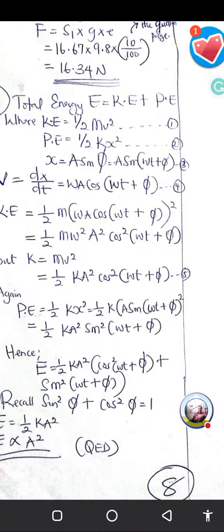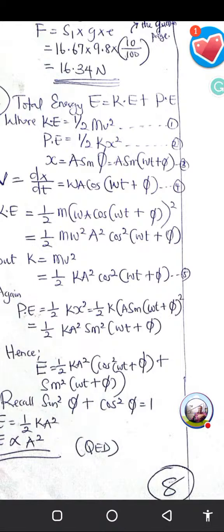Now put that equation 4 into your equation 1, that's your kinetic energy formula. You end up getting this after expansion. Now again, you also put equation 3 into equation 2, and you get the potential energy formula, and you can see that they are all related.